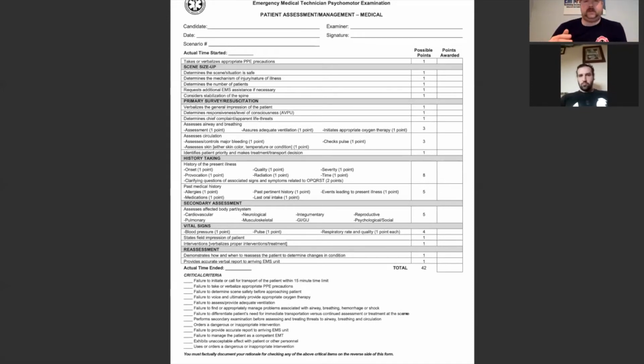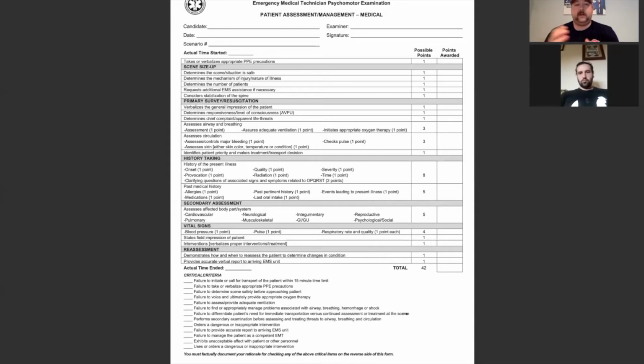So you're dispatched to a chest pain patient. Let's say it's a 75-year-old male at a residence, and he's having chest pain and some difficulty breathing. The first thing you're going to do when you get onto the scene is verbalize appropriate PPE precautions. You're going to be wearing most likely an N95 mask, gloves, eye protection, maybe a gown, depending on the situation.